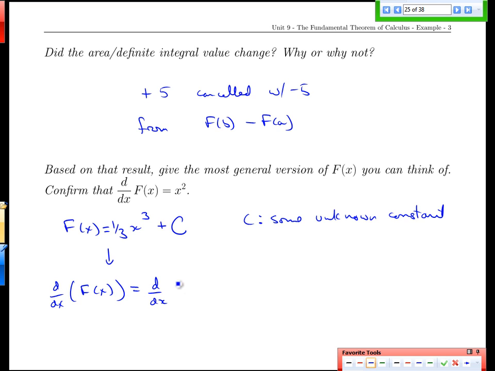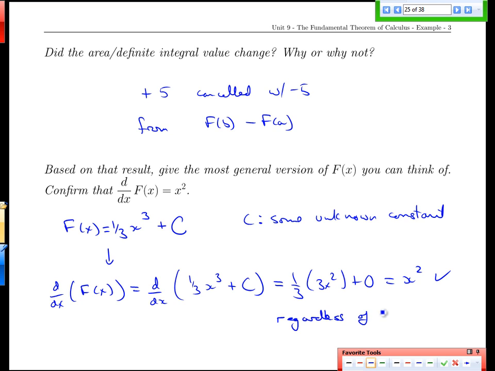By taking the derivative of 1/3 x cubed plus c, of course, we get 1/3 times 3x squared plus the derivative of a constant by itself, which is 0. So we get x squared, and all of that is regardless of the c value. Doesn't matter if I put plus 5 or minus 20, the derivative will still be the same, because the derivative of that constant will always be 0.